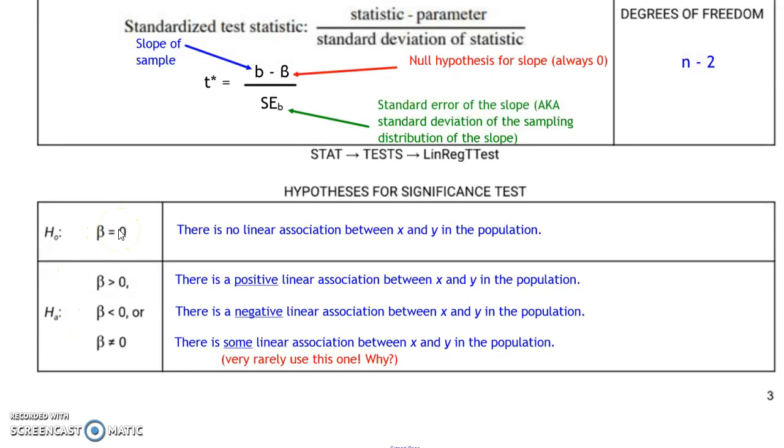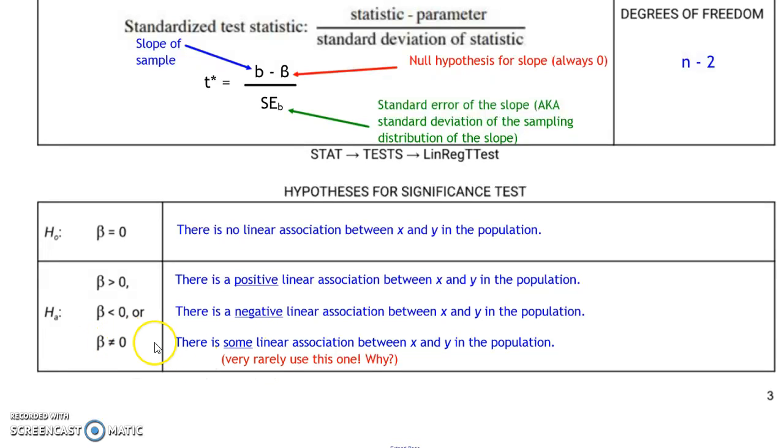Well, here we're saying the linear relationship doesn't have a slope. Here we're saying the slope is going to be bigger than 0. It's a positive linear association. Here we're saying the slope is going to be less than 0 if there's a negative linear association. And here we're saying b is not equal to 0.